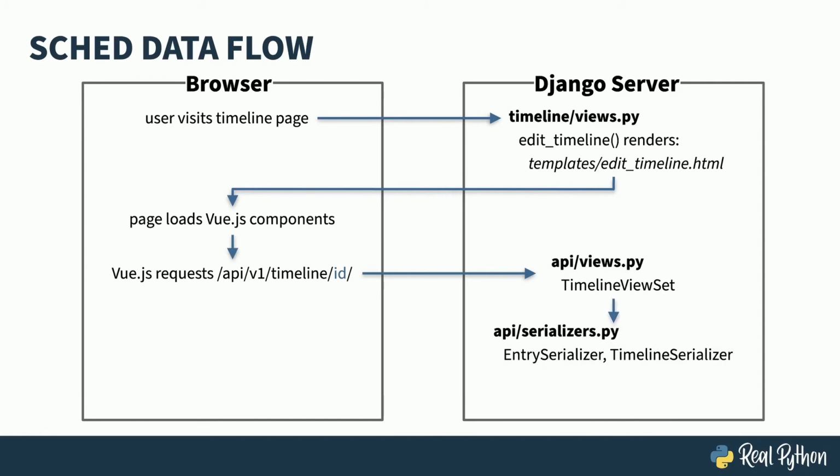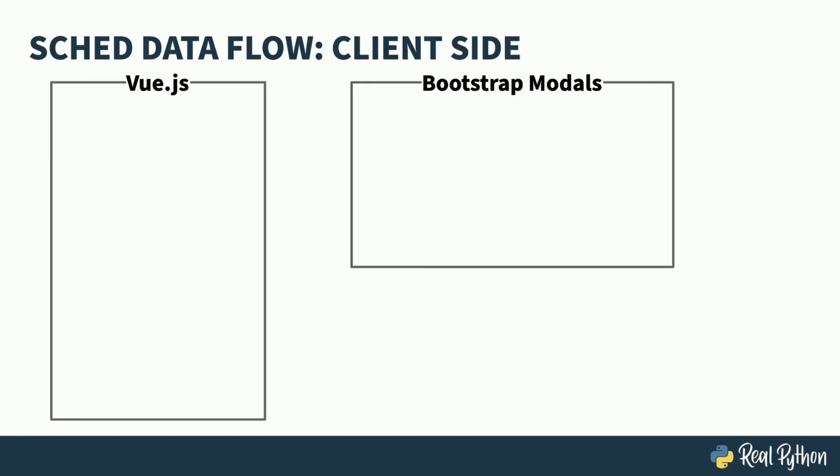The timeline view set serializes the timeline, which then serializes nested entries, and those are returned back to the browser application as JSON. That JSON is then used by Vue.js and its internal templating mechanism to present the actual page. Inside of the client application, there are a few things you can do. The first would be to add a new entry.